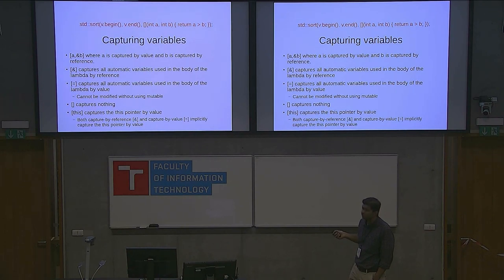You can capture this. This is implicitly captured anyway when you capture everything by value. By the way, this is a pointer, so you're capturing the pointer. So you get access to member variables if you capture this. C++20 or 17, I'm not sure which one of them, allows you to capture star this, which means you now end up with a copy of the variables of the class, which means that if the lambda is referred to at a time when the object is going out of scope, it still works because now you're working with a copy because you've captured star this.